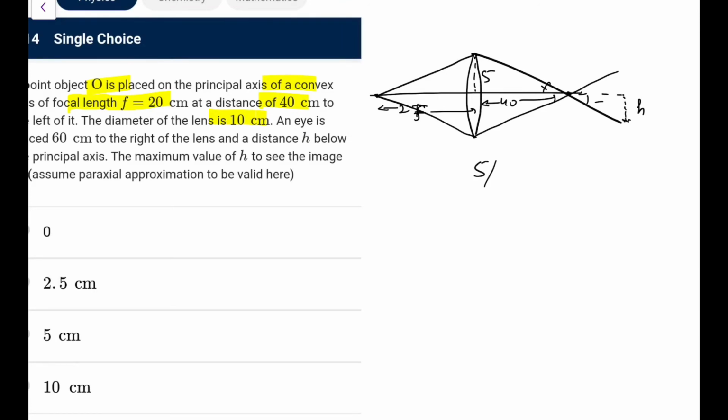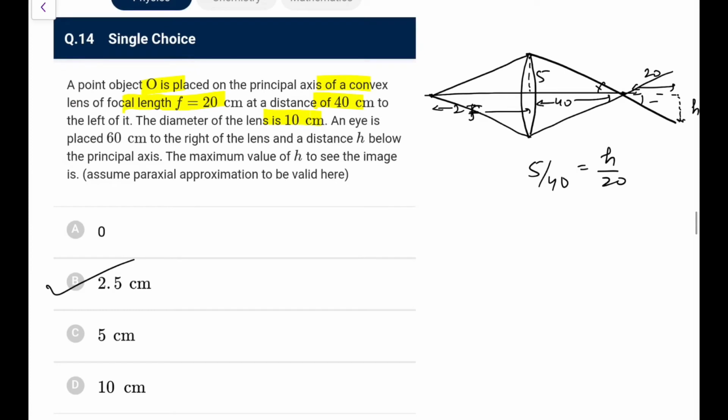So what we can write, 5 by 40 would be equal to h by this remaining distance is 20. So what we can say, h is 2.5 centimeter. Go for B. Simple. You have to draw this ray diagram and you are there with the answer.